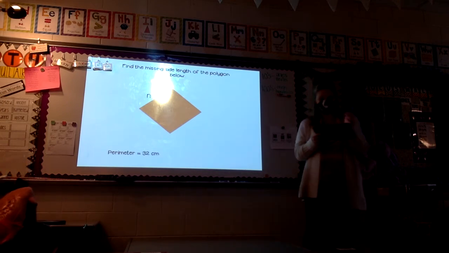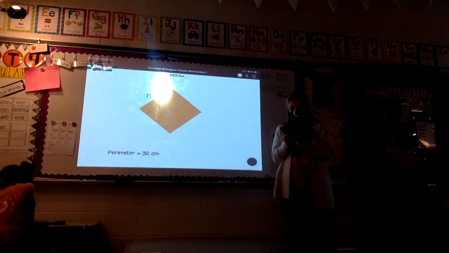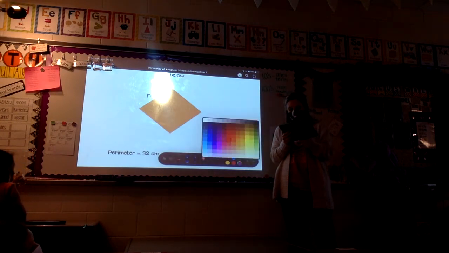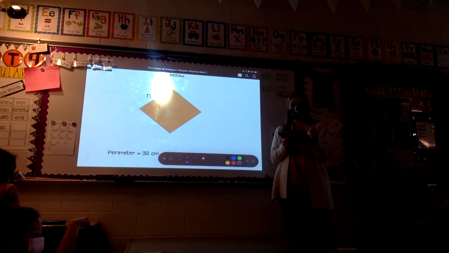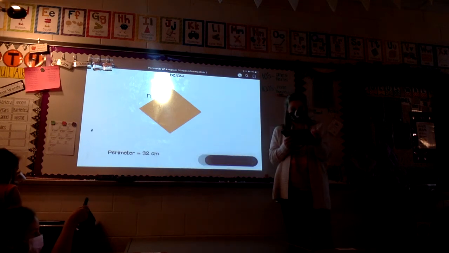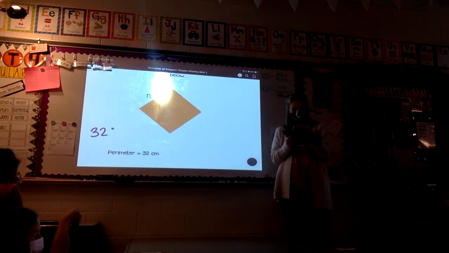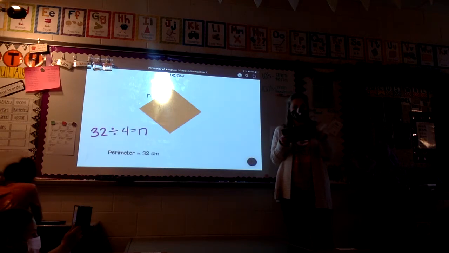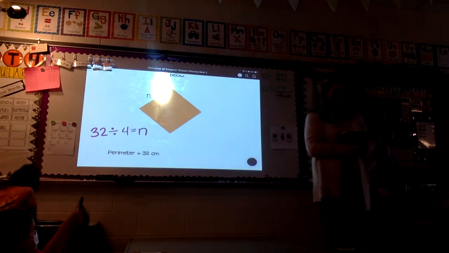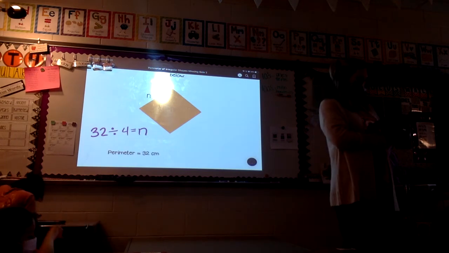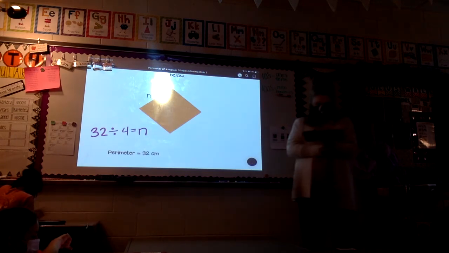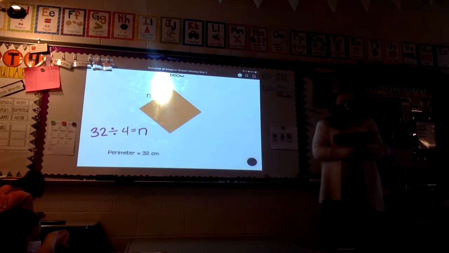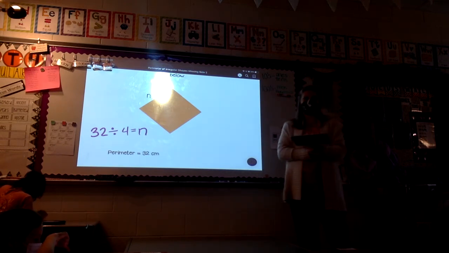So what would our division problem be? 32 divided by 4 equals n. All right, where did we get 32 from? The total perimeter. Where did we get 4 from? The number of sides. Very good. So I need you to take a second and try to solve 32 divided by 4.